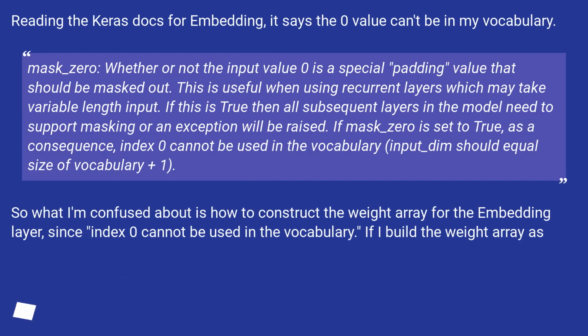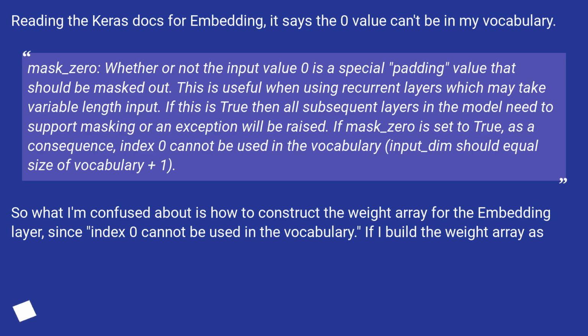Reading the Keras docs for embedding, it says the 0 value can't be in my vocabulary. Mask_0: whether or not the input value 0 is a special padding value that should be masked out. This is useful when using recurrent layers which may take variable length input. If this is true, then all subsequent layers in the model need to support masking or an exception will be raised. If mask_0 is set to true, as a consequence, index 0 cannot be used in the vocabulary. Input_dim should equal size of vocabulary plus 1.